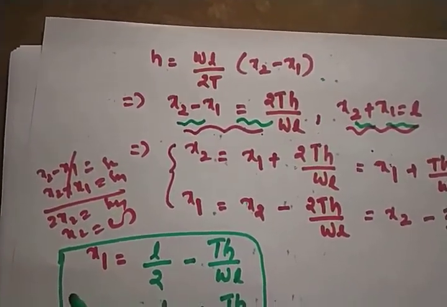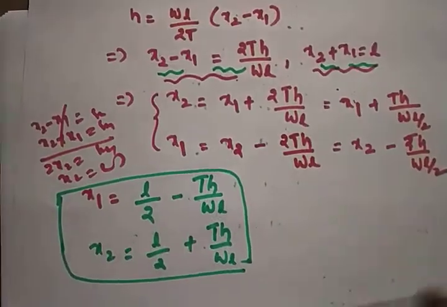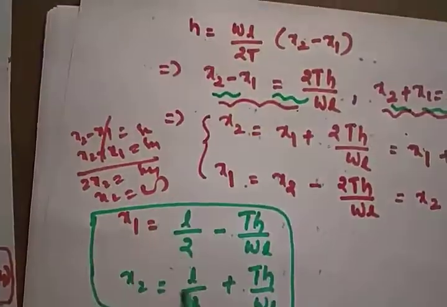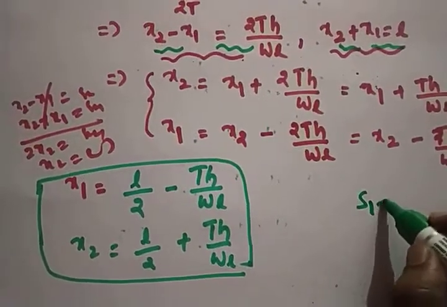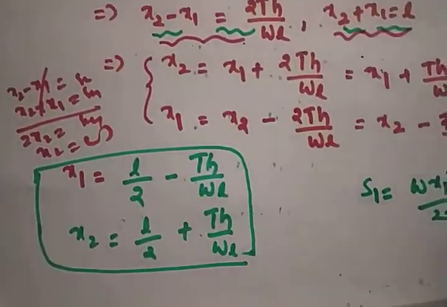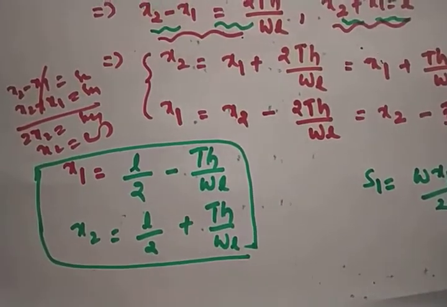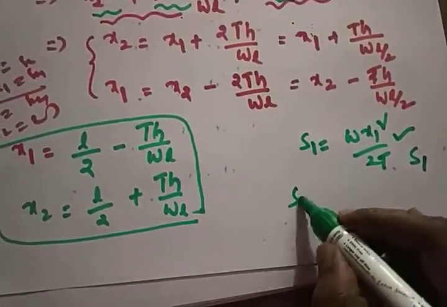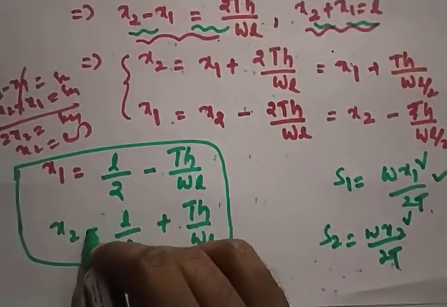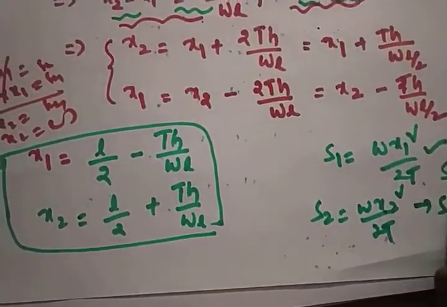If you want to find out x1 and x2, these are the formulas. Just find out x1 and x2 and substitute in this equation. S1 is equal to W x1 square by 2t. This x1 you have to substitute here, and you will get S1. And what is S2? W x2 square by 2t. Substitute this x2 here, you will get the S2 value.